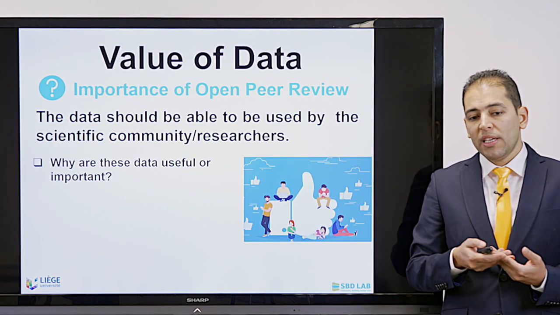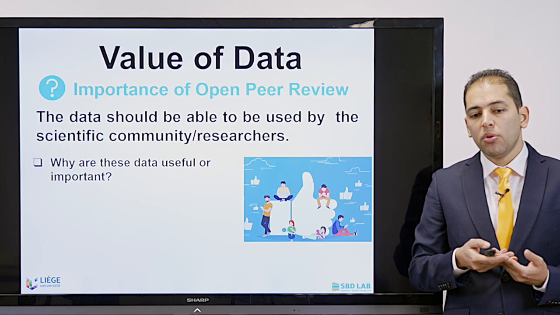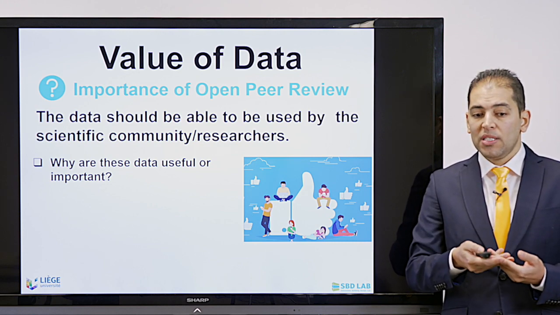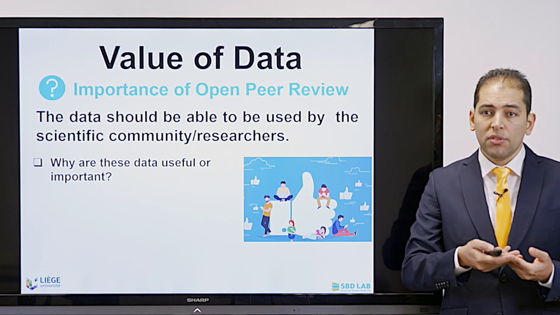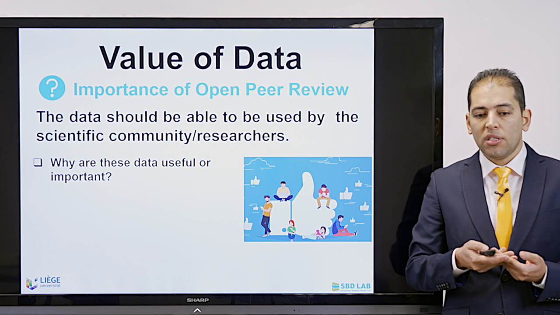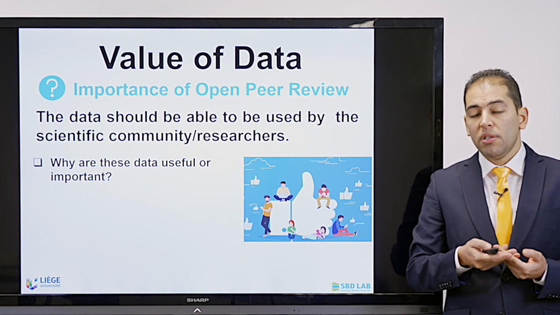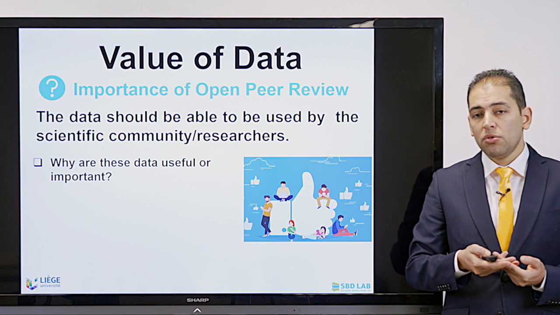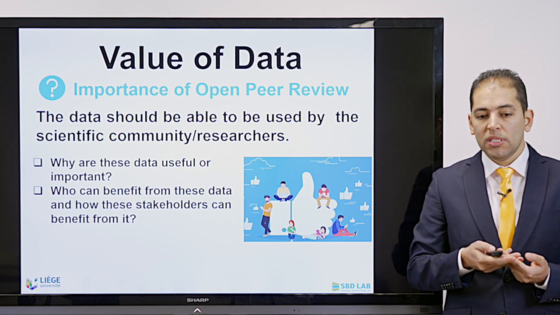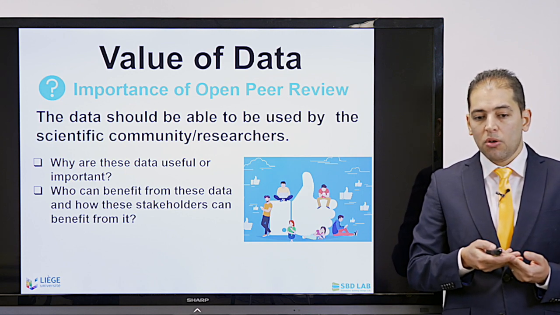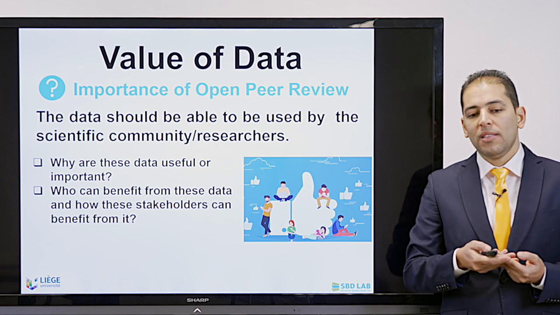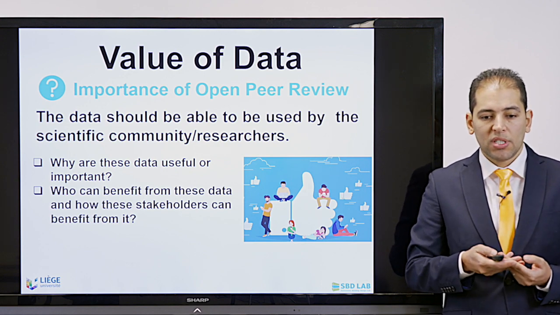The value of sharing data in general has to do with the importance of open peer review. So the data should be able to be used by the scientific community, by researchers beyond the research that you have been doing. You have to ask yourself why these data are useful or important if you are planning to share them. You need to make sure that the answer to this question is positive. Also, who can benefit from these data and how these stakeholders can benefit from them is another important question, so that you prepare the data sets in a way that those stakeholders can benefit from them.